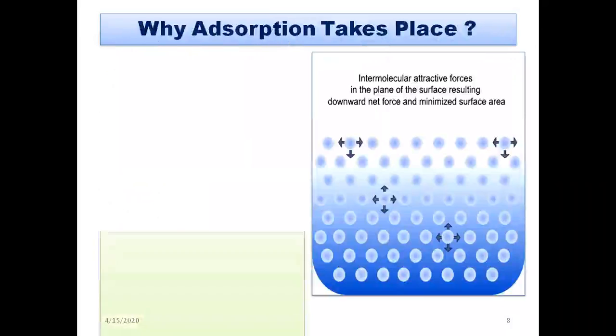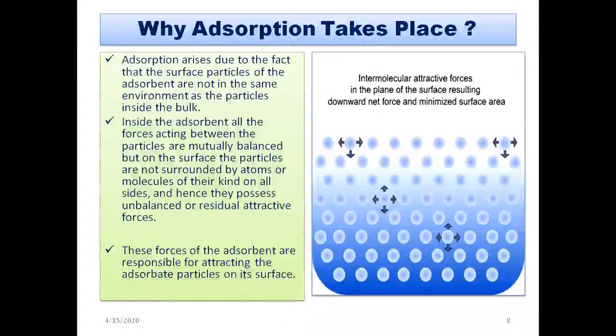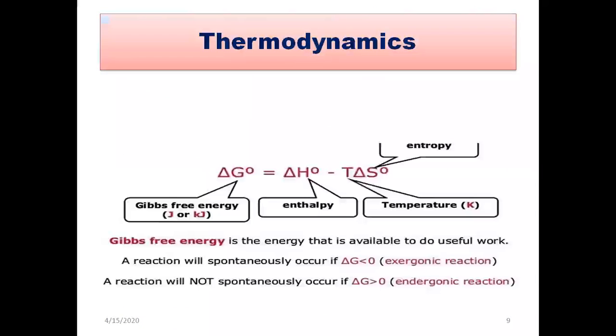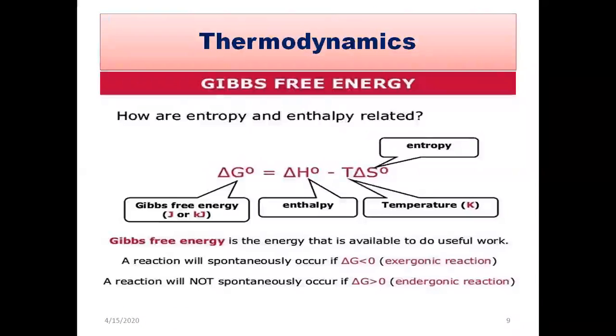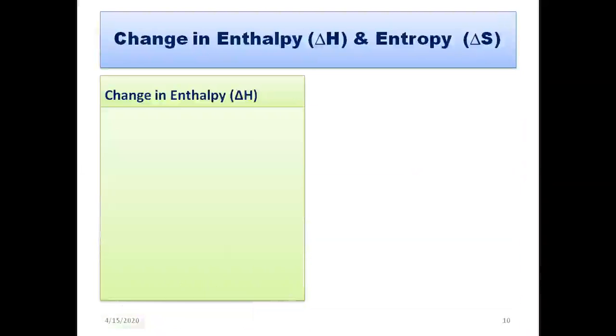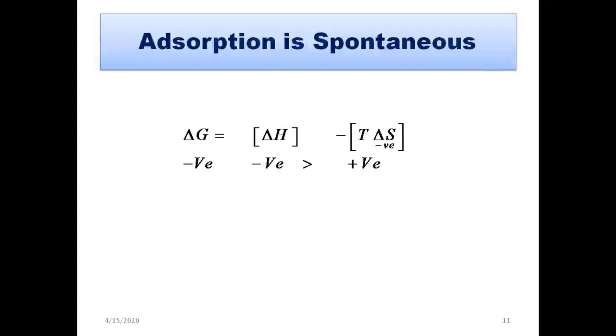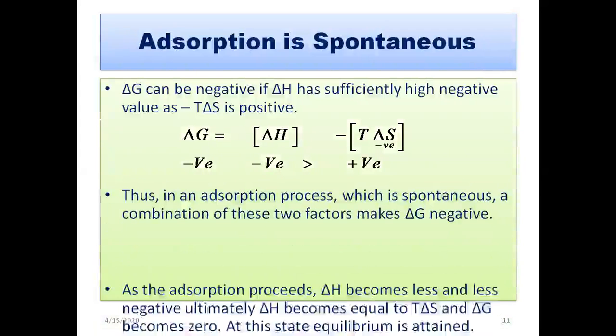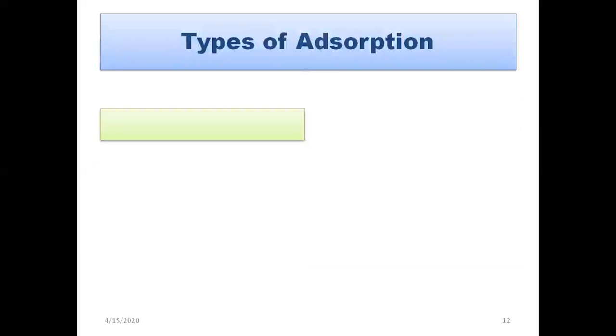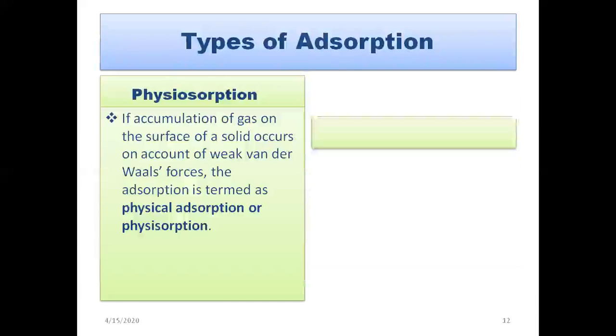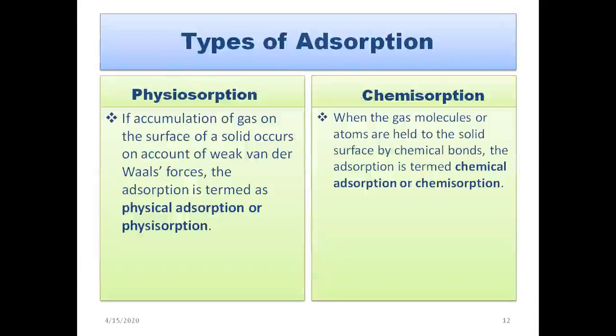Then why adsorption takes place, we have seen. What is the phenomenon behind the spontaneity, the criteria of spontaneity? What happens to the change in enthalpy of adsorption and the change in entropy of adsorption? Then we discussed an exception also. Next, adsorption is spontaneous. Next, two types of adsorption, which is very important: physical adsorption and chemical adsorption.